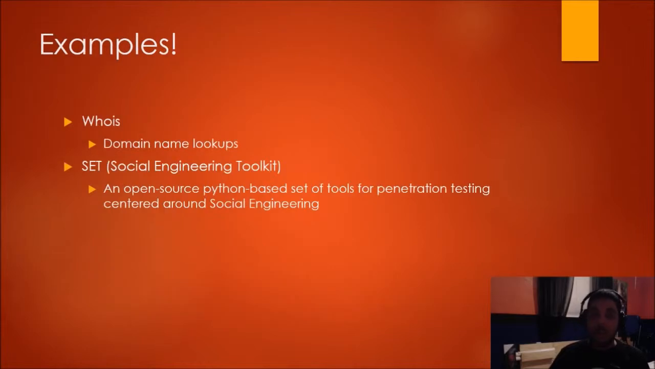I'm not gonna go into Kali Linux, which is a newer form of BackTrack Linux. It's based off of Debian and has a bunch of awesome tools for penetration testing and hacking, all this other stuff. I'm gonna show you how to use Whois to look up domain names, look up phone numbers, stuff like that, and the Social Engineering Toolkit. It's an open source Python-based set of tools for penetration testing centered around social engineering. There are a bunch of cool tools in there.